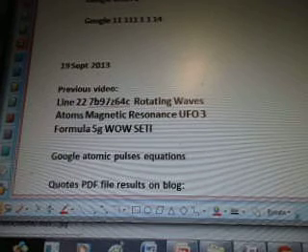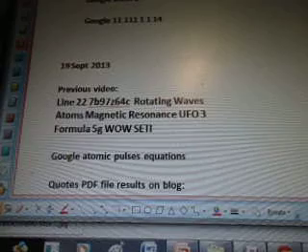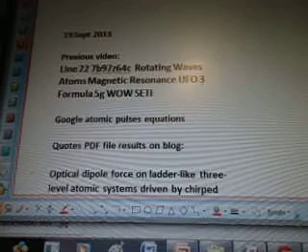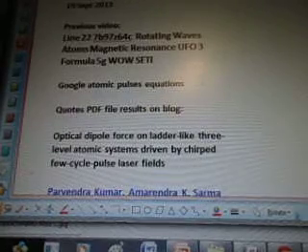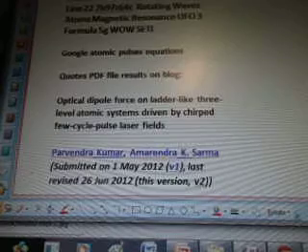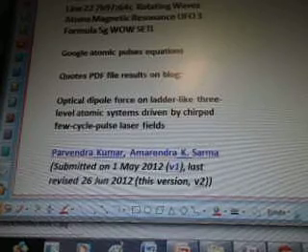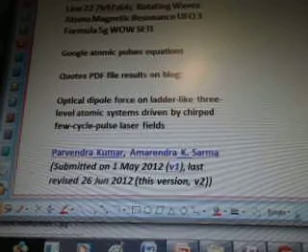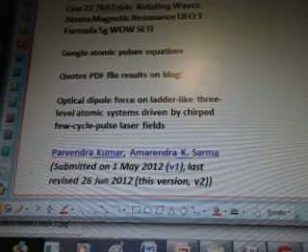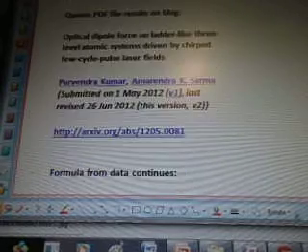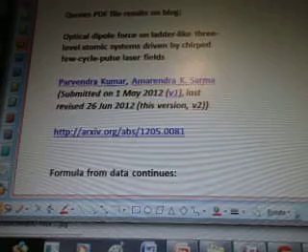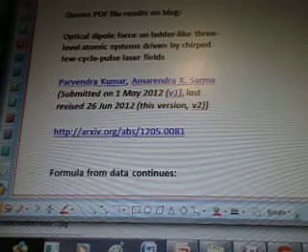7b97z64C, rotating waves, atoms, magnetic resonance, UFO 3 formula, 5G Wow Seti. Google atomic pulses equations, closed PDF file results on a blog. Optical dipole force on ladder-like 3-level atomic systems driven by chirped few-cycle pulse laser fields, from those scientists in June 2012. The link is arxiv.org. And formula from data will continue.